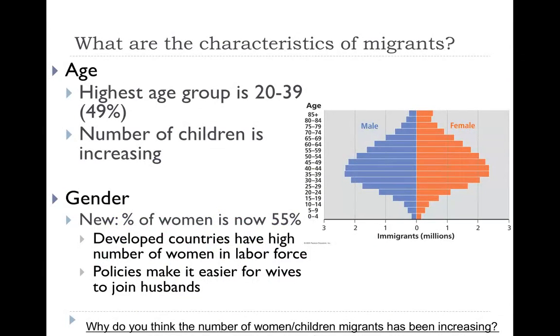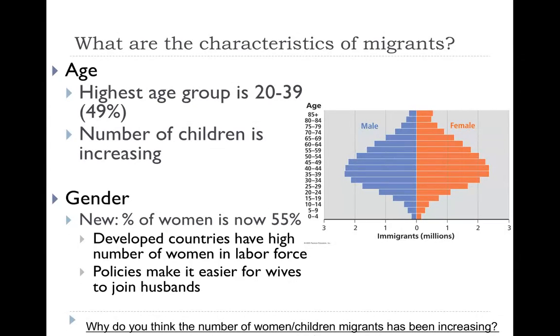We look at some of the characteristics of migrants. Age and gender play a big role here. The highest group when we look at age is usually about the ages of 20 to 39 years old. Those are the people that are most likely to make up these large migrant groups where they're heading to different countries specifically. And we see the number of children is actually increasing. That's changed in recent years.